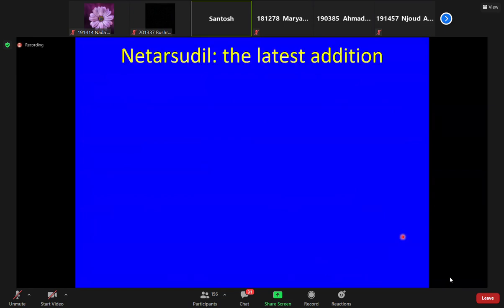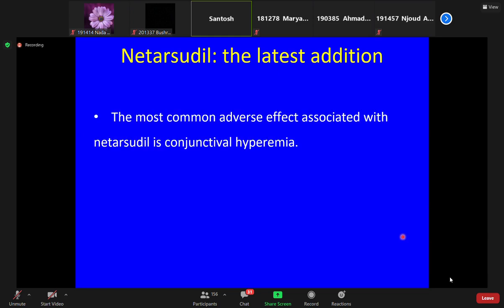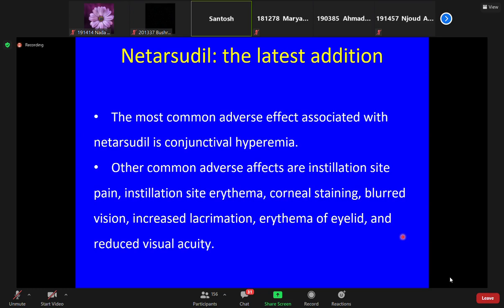Okay, so also we have still something on netarsudil. The most common adverse effect associated with netarsudil is conjunctival hyperemia, and other adverse effects are like instillation site pain, erythema, corneal staining, blurred vision, lacrimation, eyelid erythema, reduced visual acuity.